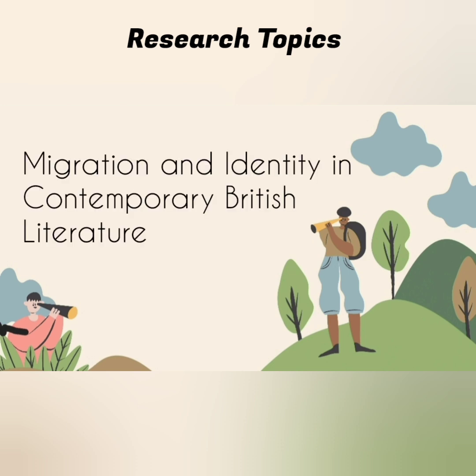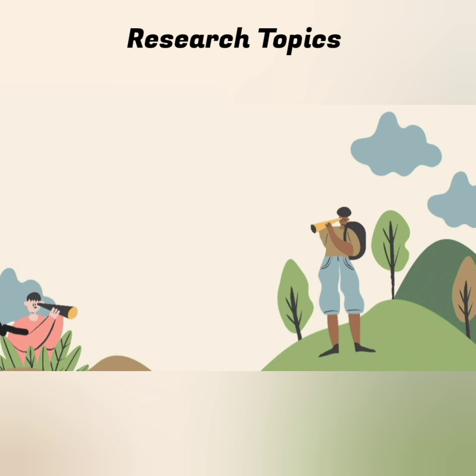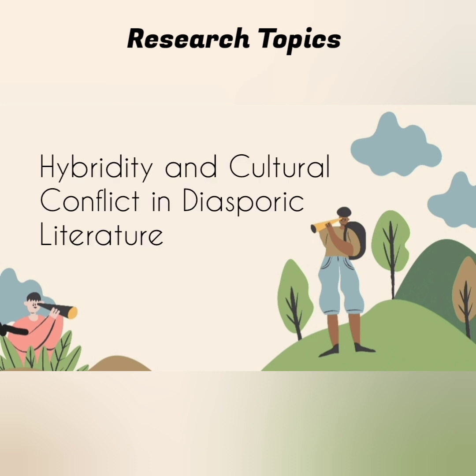Next, migration and identity in contemporary British literature. Analyze how modern British authors depict migrant experiences with a focus on identity formation and the challenges of assimilation. Next topic: hybridity and cultural conflict in diasporic literature. Investigate how characters in diasporic literature navigate cultural hybridity and the conflicts arising from dual identities.